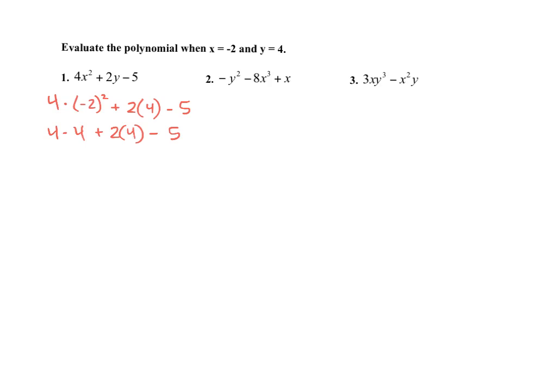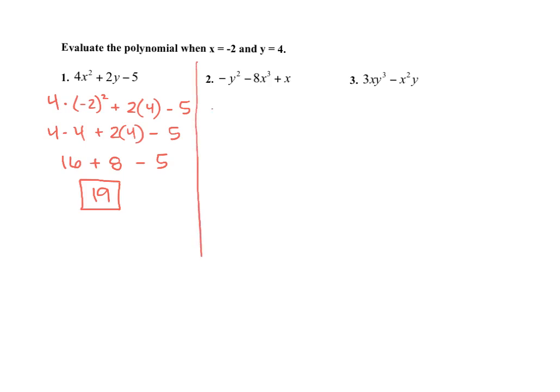Now I can do multiplication. So 4 times 4 is 16. 2 times 4 is 8. Then I have 16 plus 8, which is 24, minus 5 would give me the final answer of 19. But you would get the wrong answer if you had done 4 times negative 2 and then squared that. So make sure you do your exponents first. Let's do another one together.